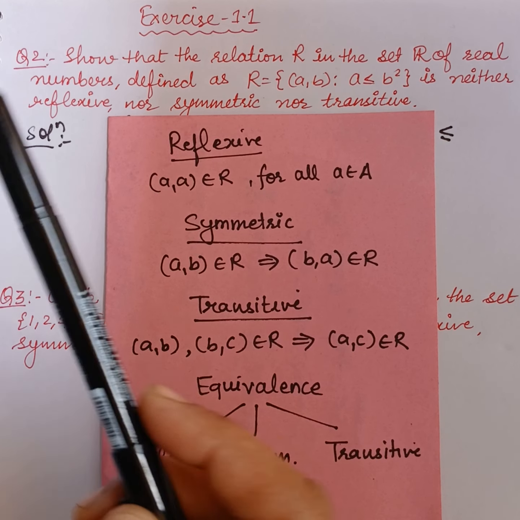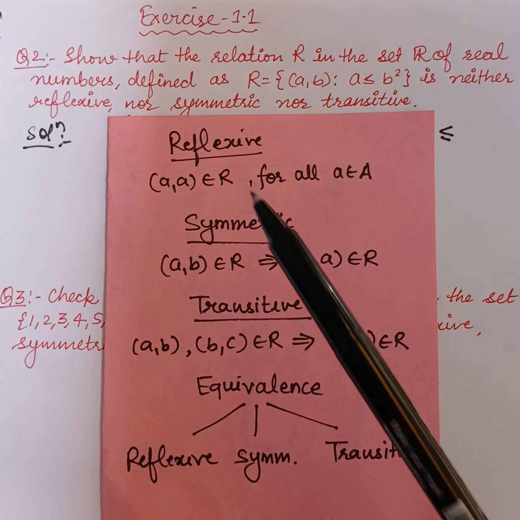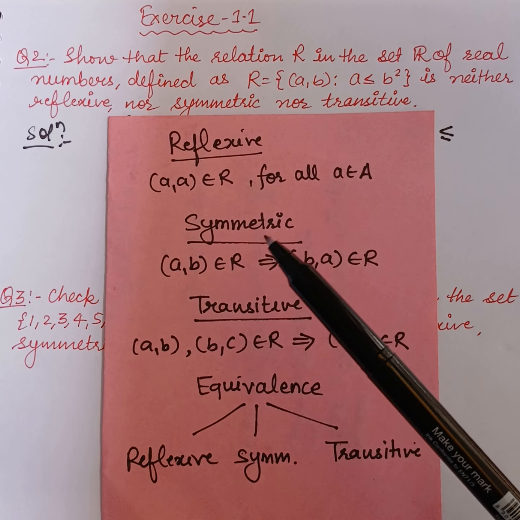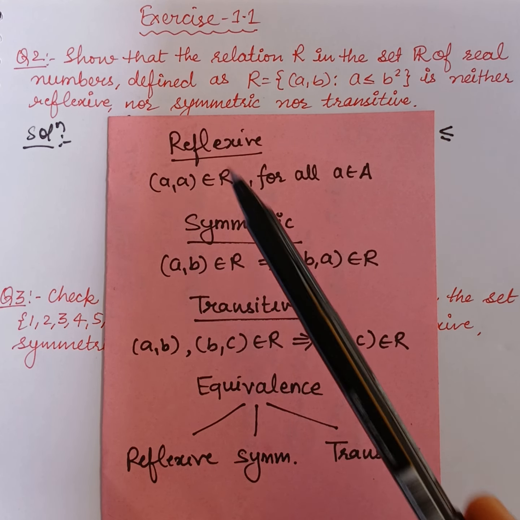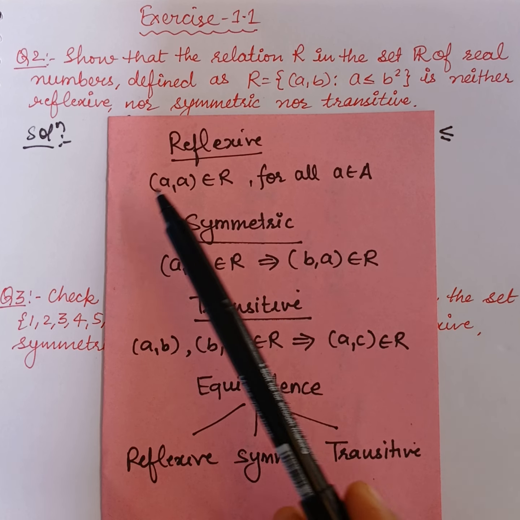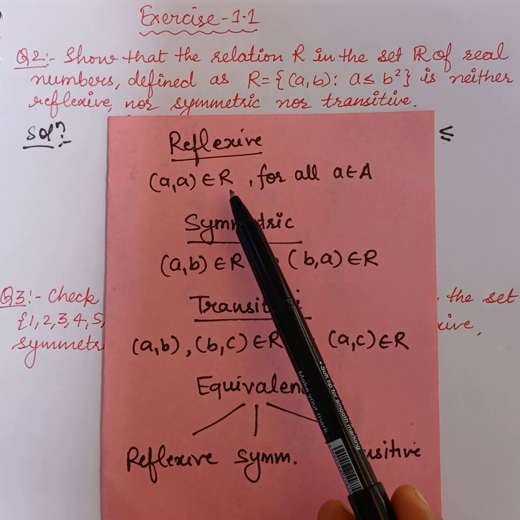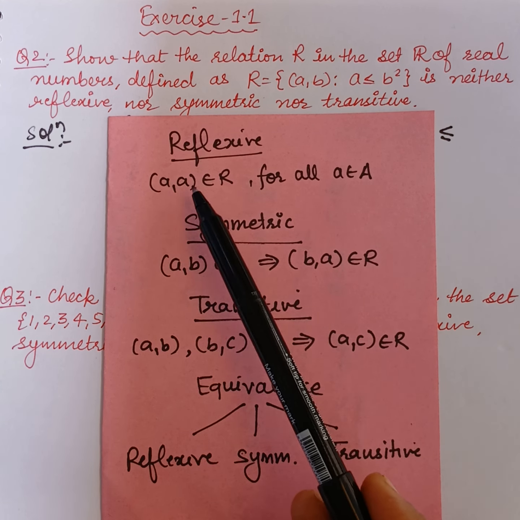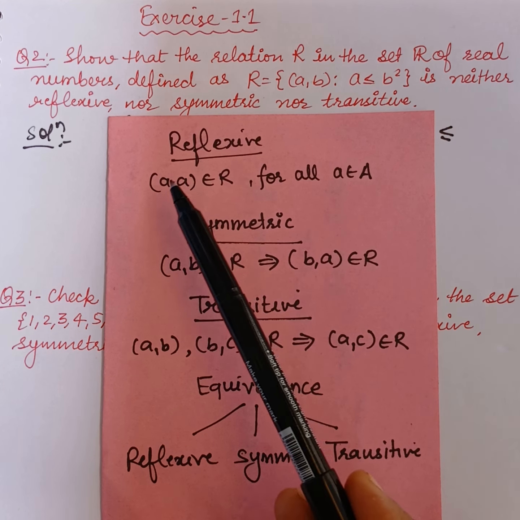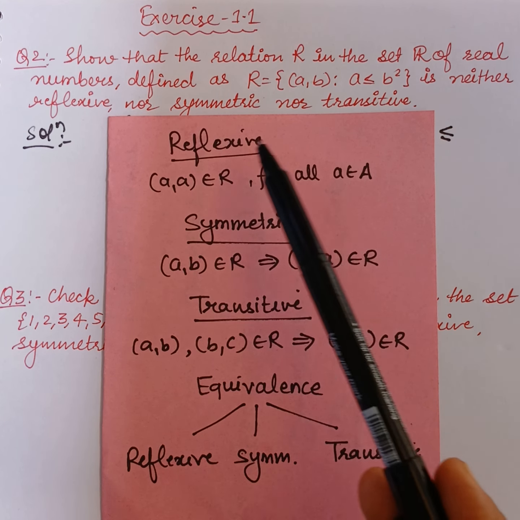Exercise 1.1, question 2. Before starting with the question, let us revise the concept again. Reflexive, symmetric and transitive. What do we mean by reflexive? For all a belongs to A, the pair (a, a) should belong to R. If 1 belongs to A, (1, 1) should belong to R. If 2 belongs to A, (2, 2) should belong to R. Then we say that it is reflexive.